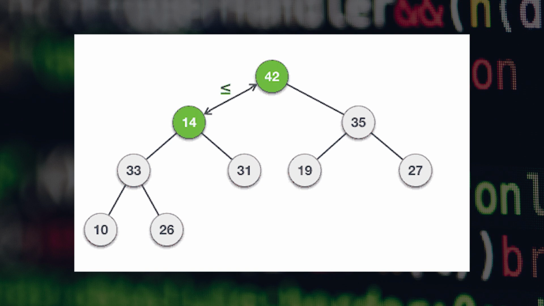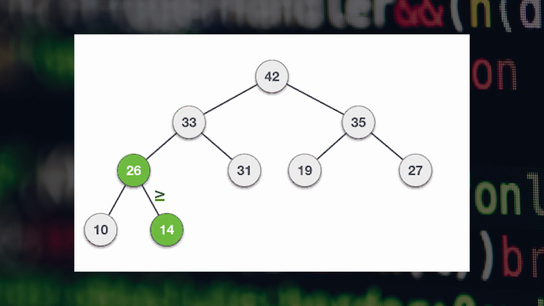Now 14 will compare its two child nodes, 33 and 31. We observe that 33 is the greater one. Now 33 will be the root node and 14 will be considered as the left child of 33. Now 14 will be compared with both of its children.